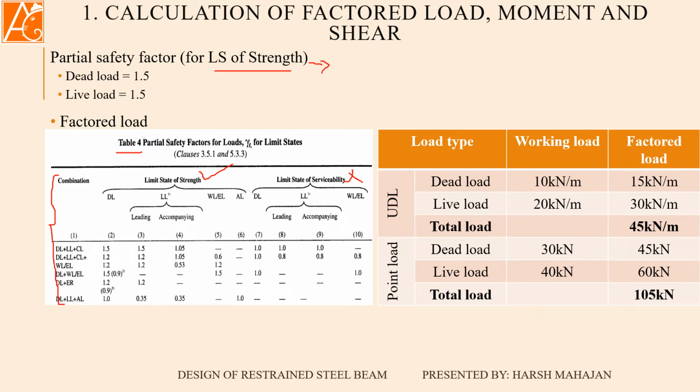So when we see the combination of dead load, live load plus crane load, crane load is not here. For dead load, it is 1.5. For live load, leading is 1.5. So what is leading? Leading means the load which is actually present all the time, and accompanying means that after some time it may accompany the actual live load. So for both, 1.5 and 1.5 factors are there. Now come here for the UDL. We calculate the factored load very easily. Just multiply it by 1.5, and we will get the result here.